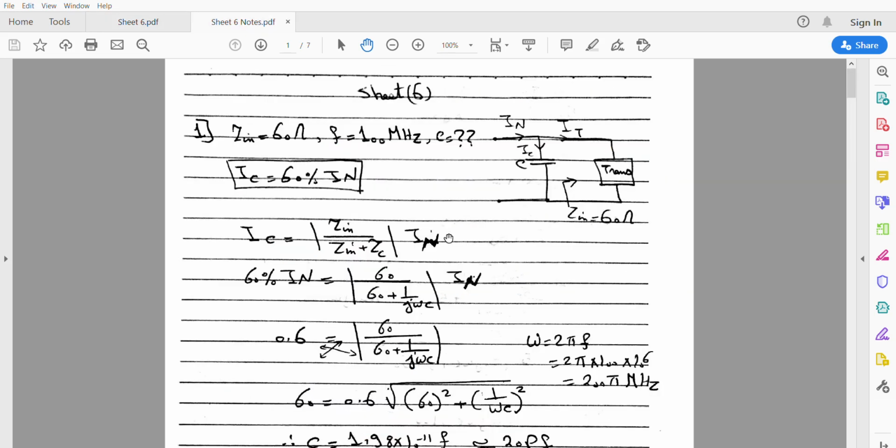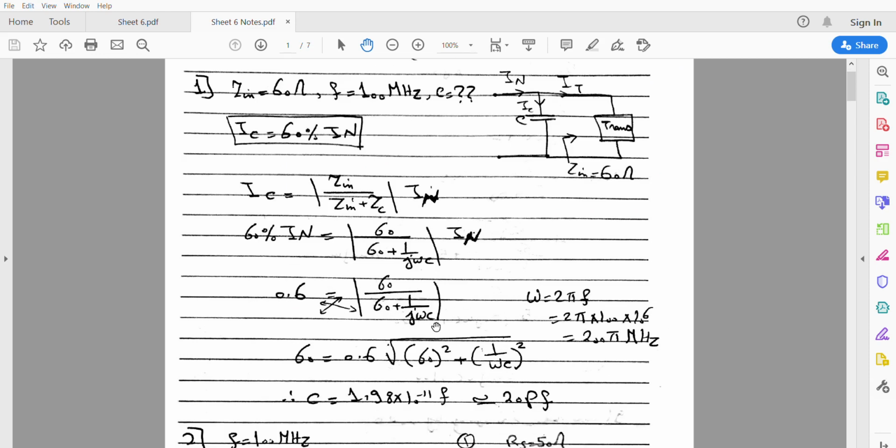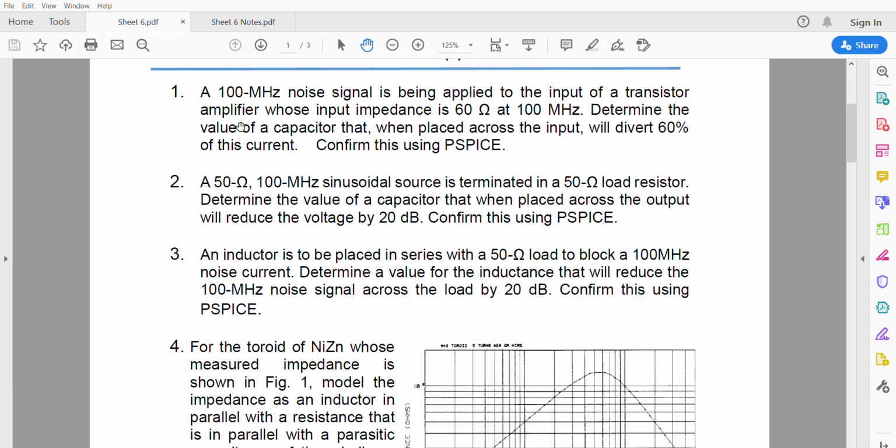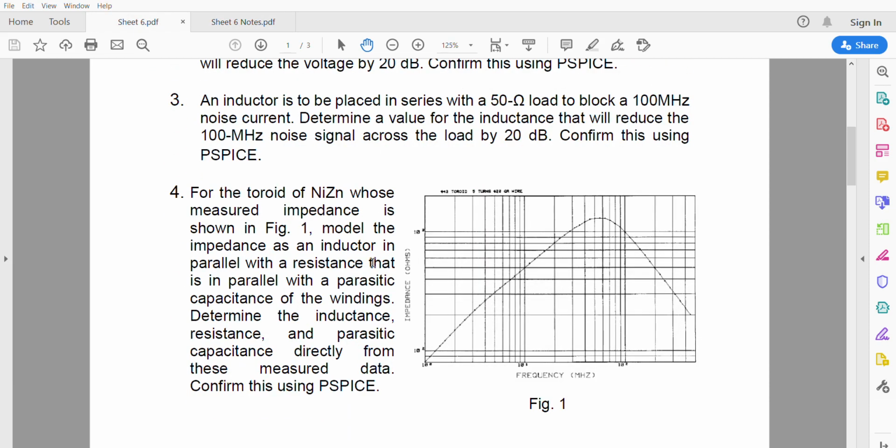So now I can replace IC with 60% IN. IN will cancel with IN by using simple multiplication, and by using what we have explained in the previous two questions, I can get the value of the capacitance that will divert 60% of the total current. So let's go back to our questions.